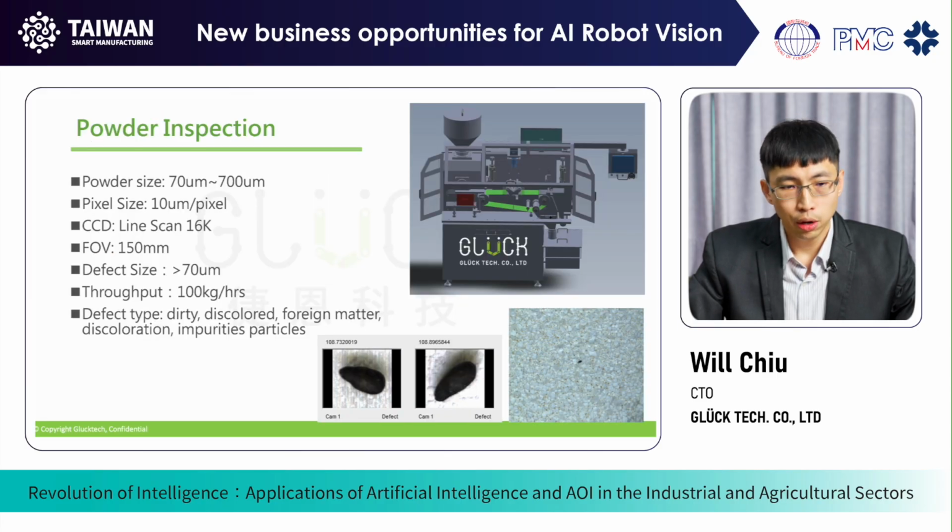In the next slide, we will show you that in agriculture or industry, there is often a need to inspect powders, such as coffee beans, milk powder, plastic particles. This equipment primarily demonstrates the successful use of AI technology to perform comprehensive inspection and classification of large quantities of raw materials. The system uses line scan camera and customized lighting to ensure that every defect is detected.